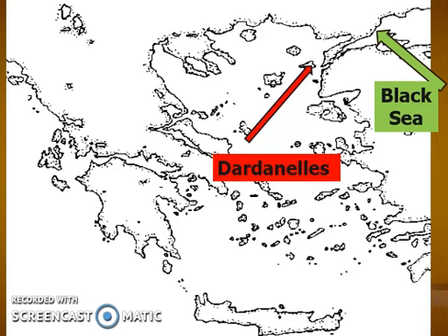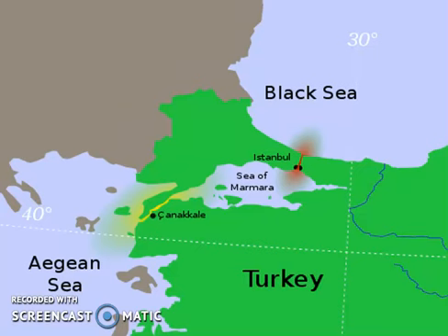So the Dardanelles Strait is going to connect the Aegean Sea to the Black Sea through here. And inside of that area is going to be the Sea of Marmara. So you see a small strip of water here going from the Aegean Sea to the Sea of Marmara, and then from the Sea of Marmara out to the Black Sea.